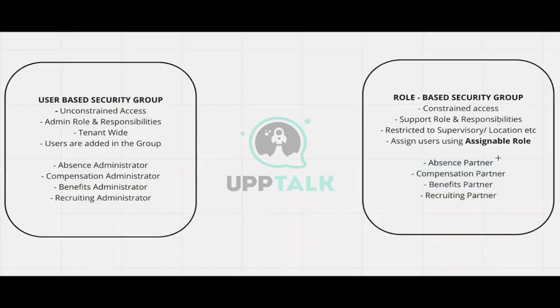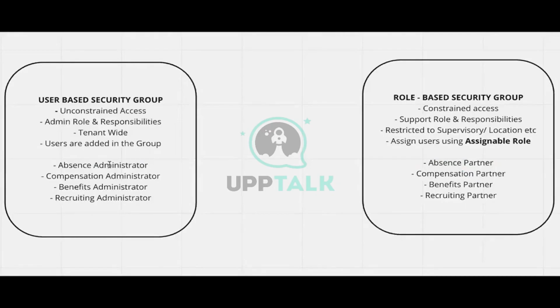If anyone is having a problem in entering a leave for themselves, they'll reach out to their absence partner, not to their absence admin. And if the absence partner is also not able to do it, then the absence partner will reach out to the absence admin that this person should be eligible for this leave type, but they're not seeing it. You will go in and troubleshoot what the problem is.